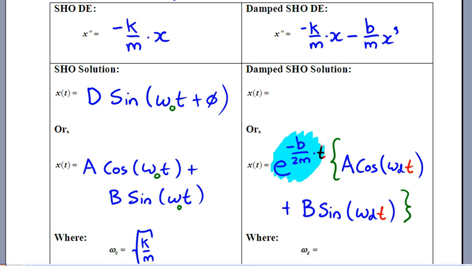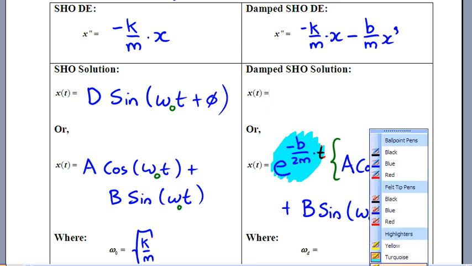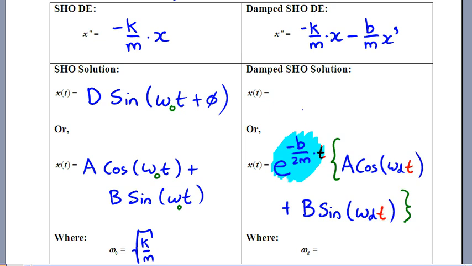Now, you can do the same trigonometry that we did before, and you can rewrite this if you wanted to as e to the negative b all over 2m times t. So it's got that exponential decay to it, multiplied by a D, and then sine of a damped omega times time. And just like before, it's a fair bit of work to get there, but it's doable.